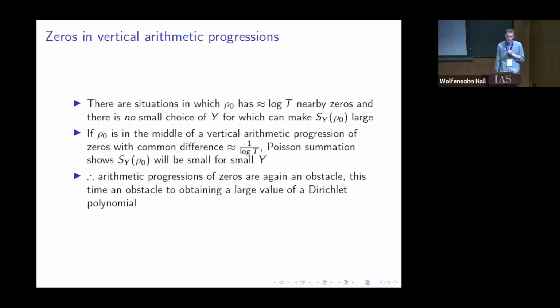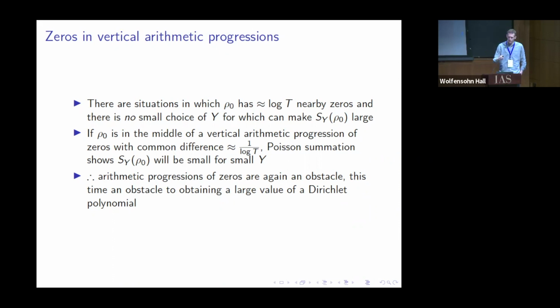So again, there's some sort of obstruction coming from arithmetic progressions of zeros, vertical arithmetic progressions. And this time, this obstacle manifests in not being able to get a large value of a Dirichlet polynomial. So again, the vertical distribution of zeros near any particular zero has a strong effect on whether or not we can actually try and prove something like this.